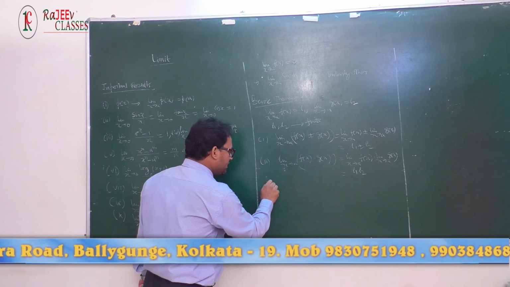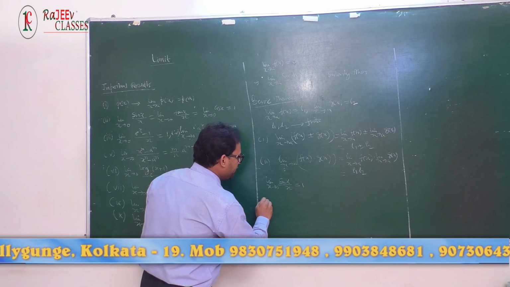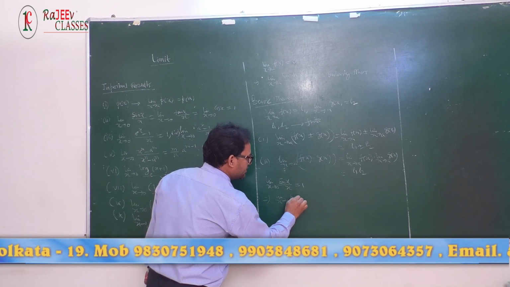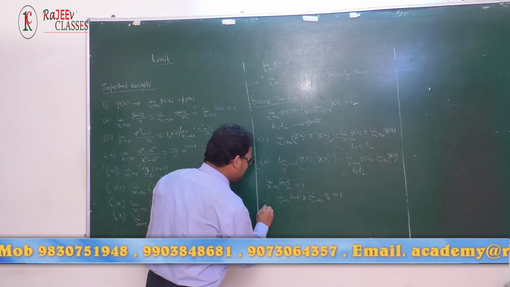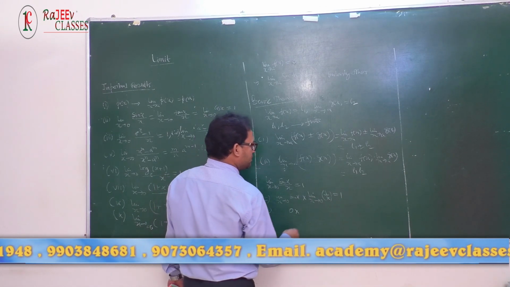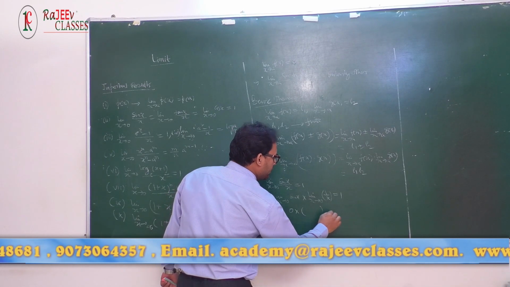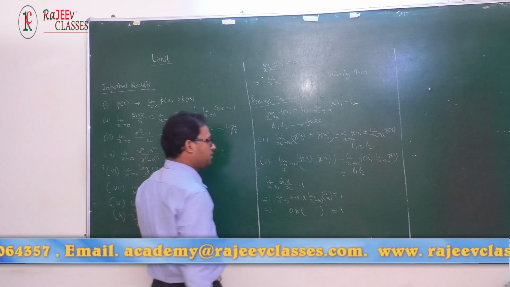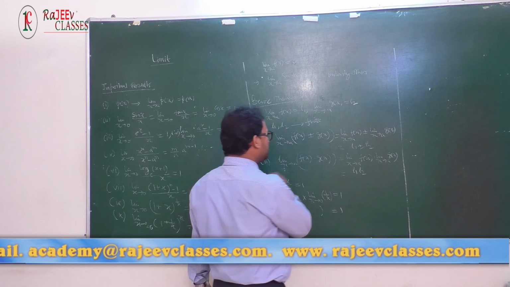Now we know that the limit as x tends to 0 of sin x by x is equal to 1. Can we write it in this way: limit x tends to 0 of sin x into limit x tends to 0 of 1 by x is equal to 1? That means the limit of sin x is 0 and the limit of 1 by x is infinity, or not a defined quantity, and that is equal to 1. Is it possible that 0 into something meaningless is 1? So we arrive at a contradiction due to the wrong use of this theorem.